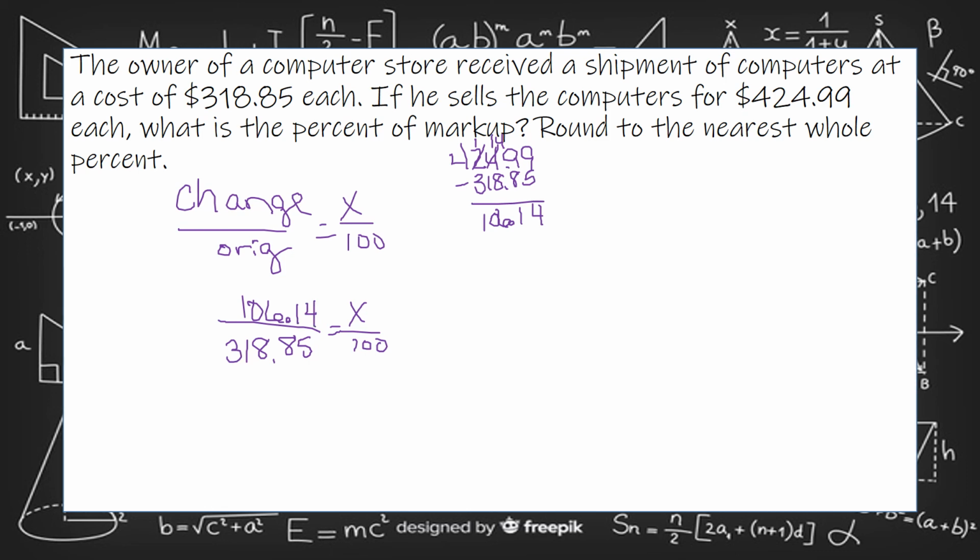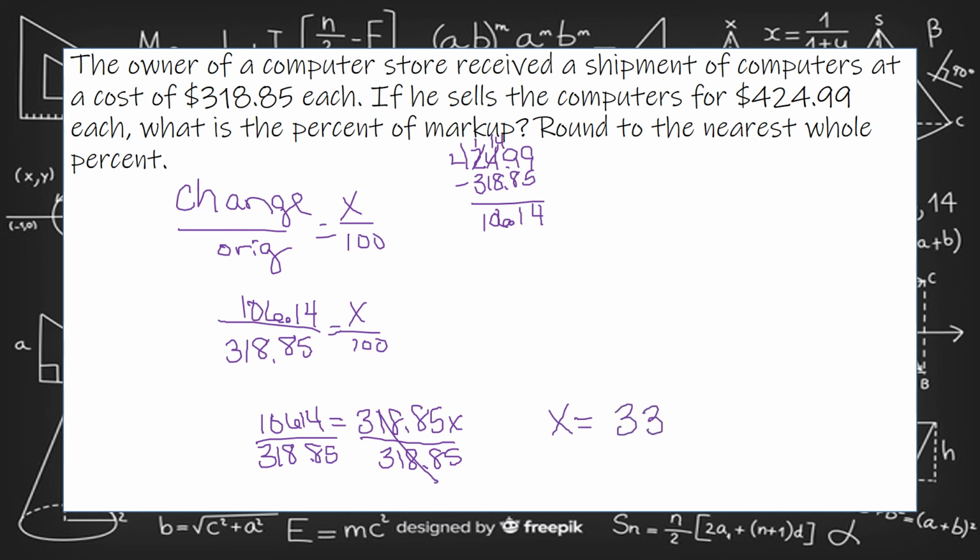Now we're going to cross multiply. $106.14 times 100 is 10,614. And then we're going to divide both sides by $318.85. No matter how repetitive it gets, make sure you write down every step of these so that you're not forgetting any steps.